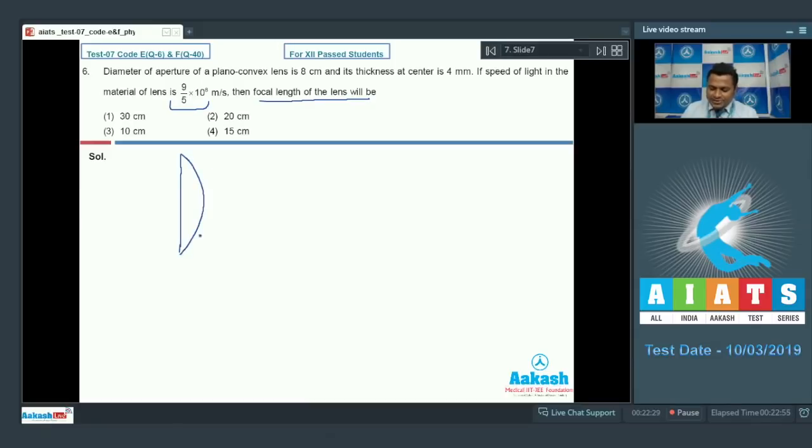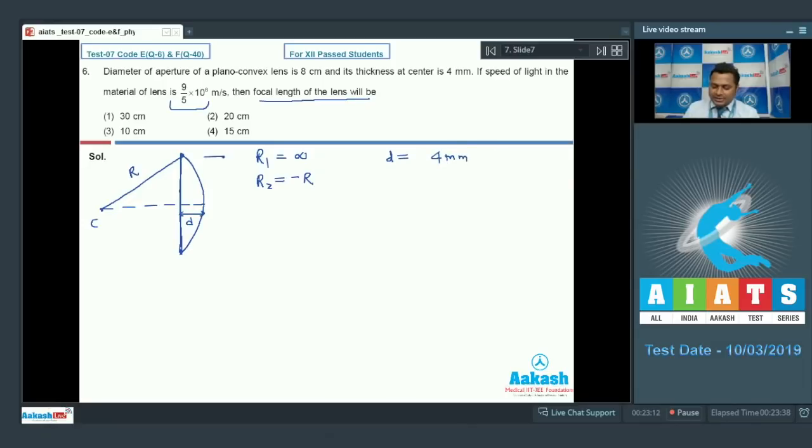plano-convex, so one surface will be plane, other surface will bulge outside. Suppose this is the center of curvature, so we can write this as radius of curvature. Now radius of curvature for surface 1, R1, will be infinity, and R2 according to sign convention we can write minus of R. This thickness is given 4 mm, so consider it as small d, where small d is given 4 mm.